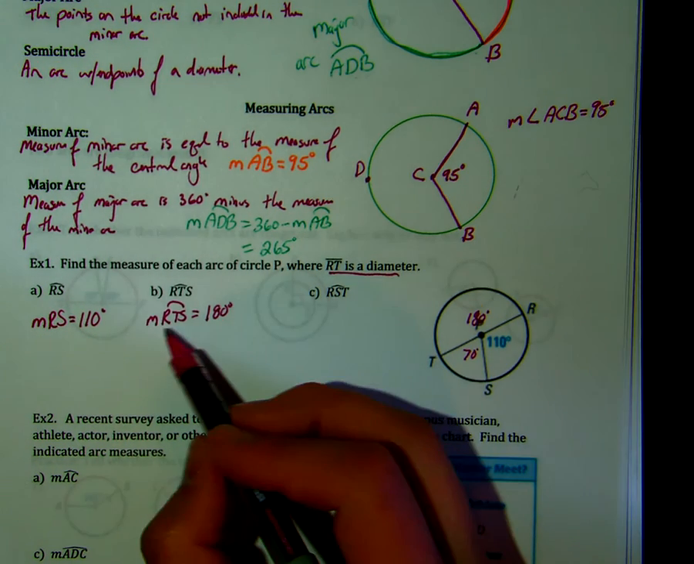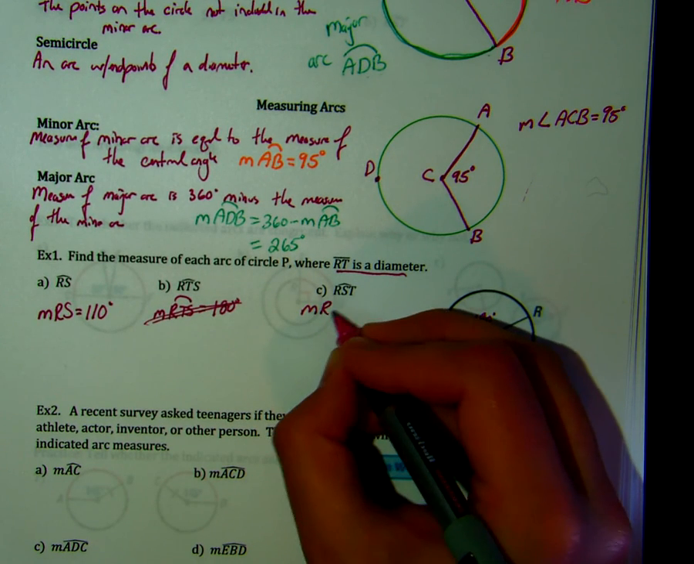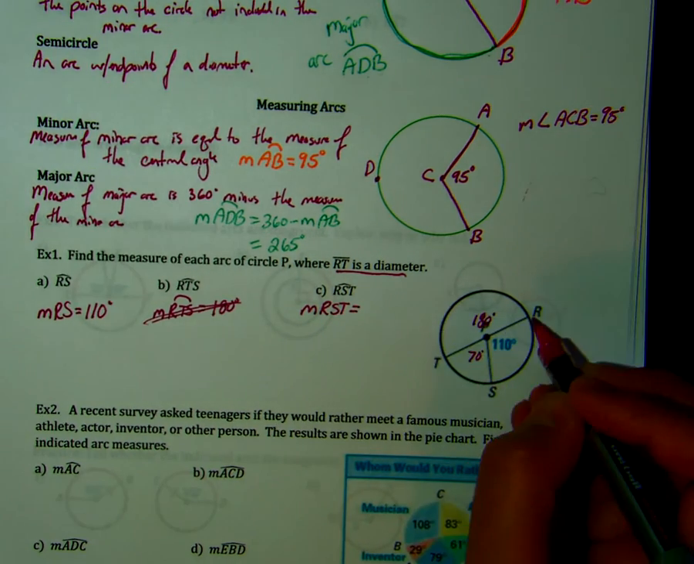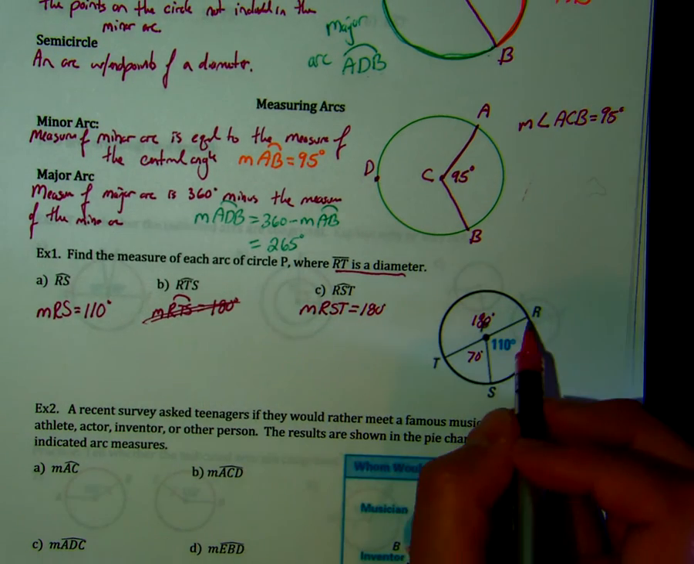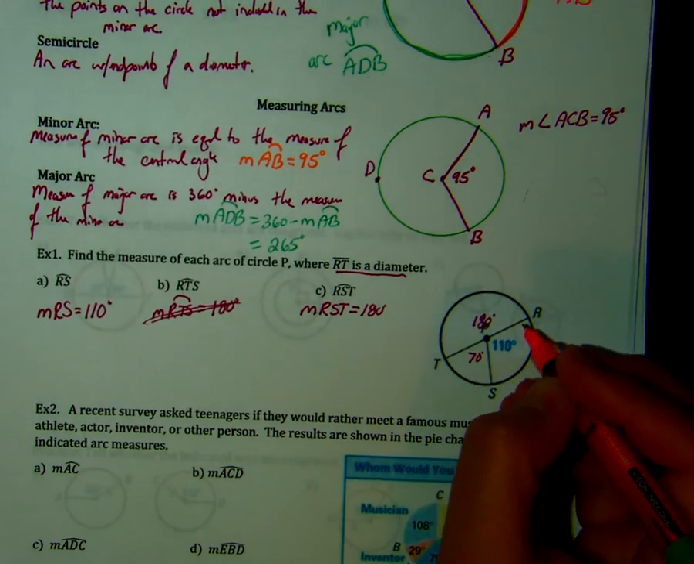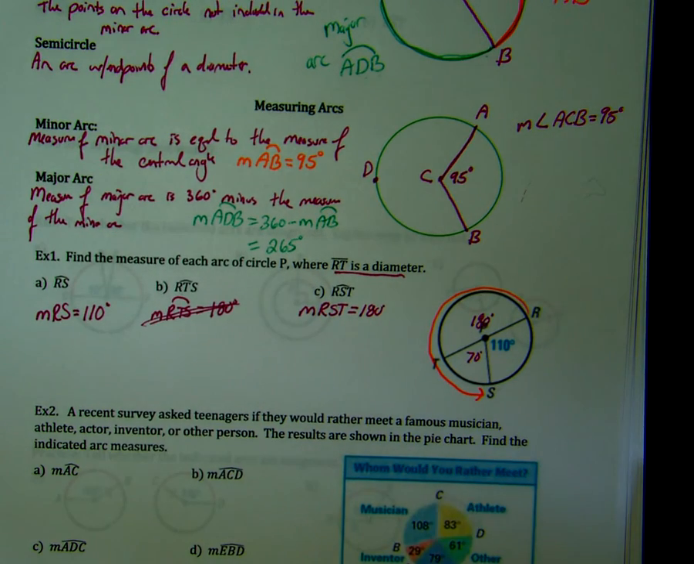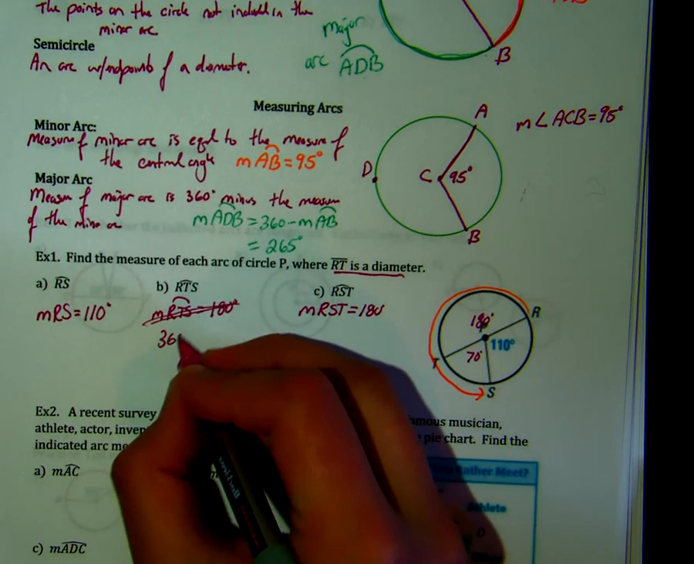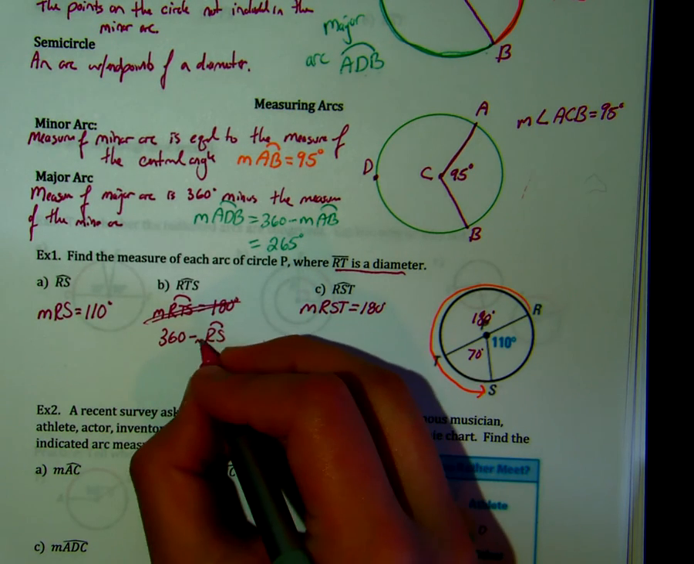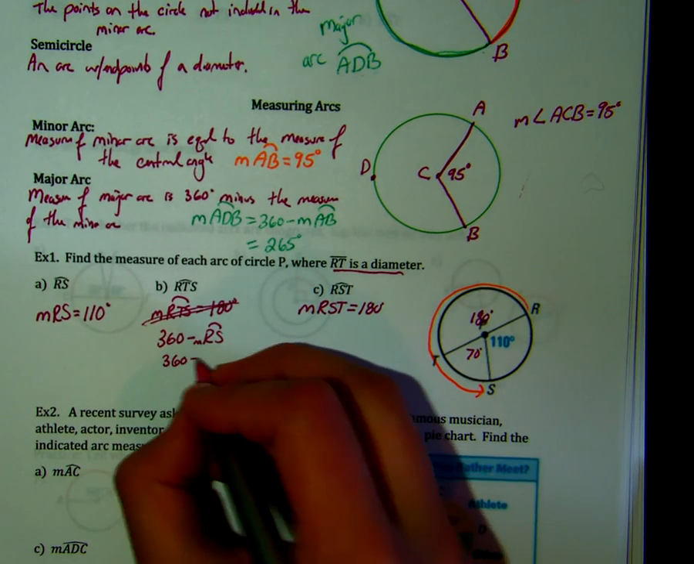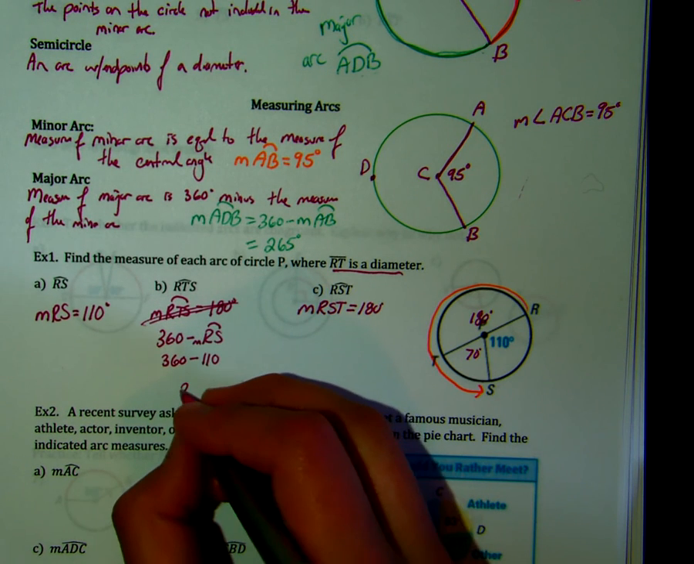And the measure of arc RST, I did this backwards. I'm sorry. This is the semicircle one. So the measure of arc RST, okay, this is the semicircle. RTS, my mistake, is going from R through T to S, going this way. So this is the same thing as 360 minus the minor arc of RS. So this would be 360 degrees minus the 110. So this is going to be 250 degrees.